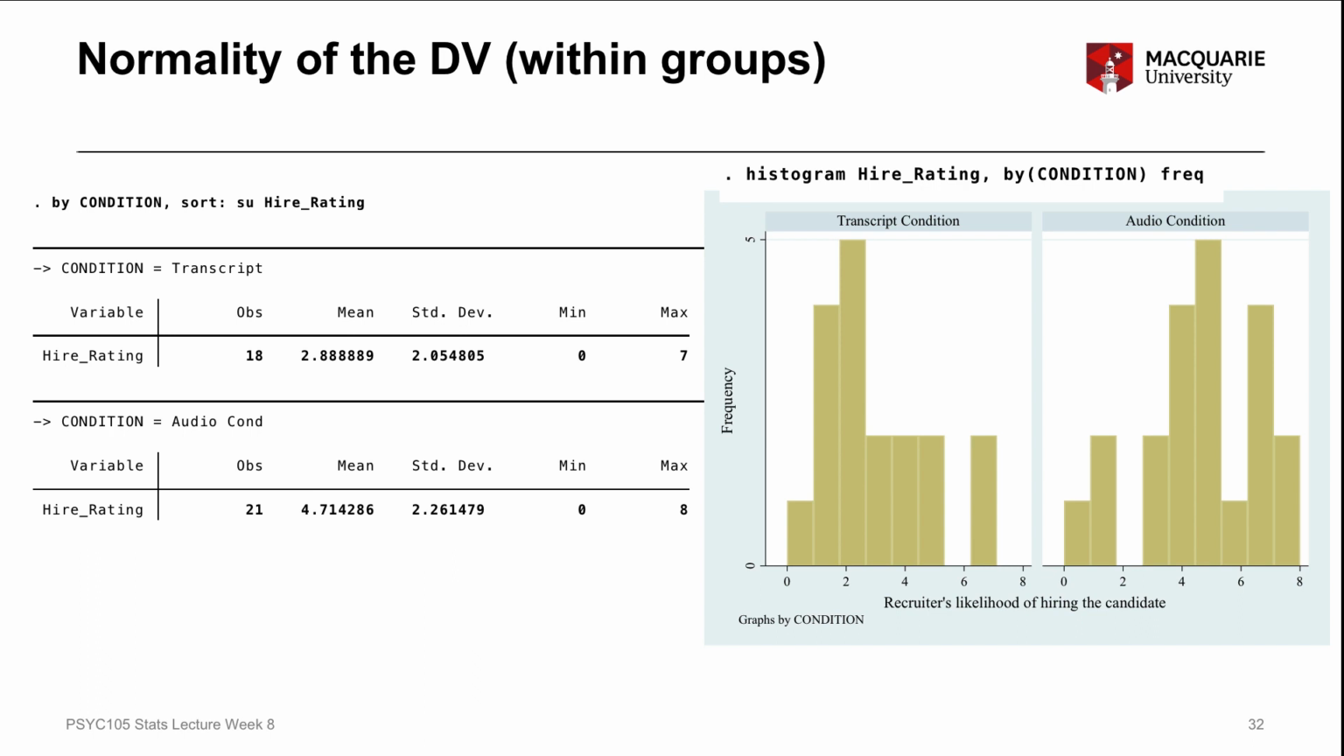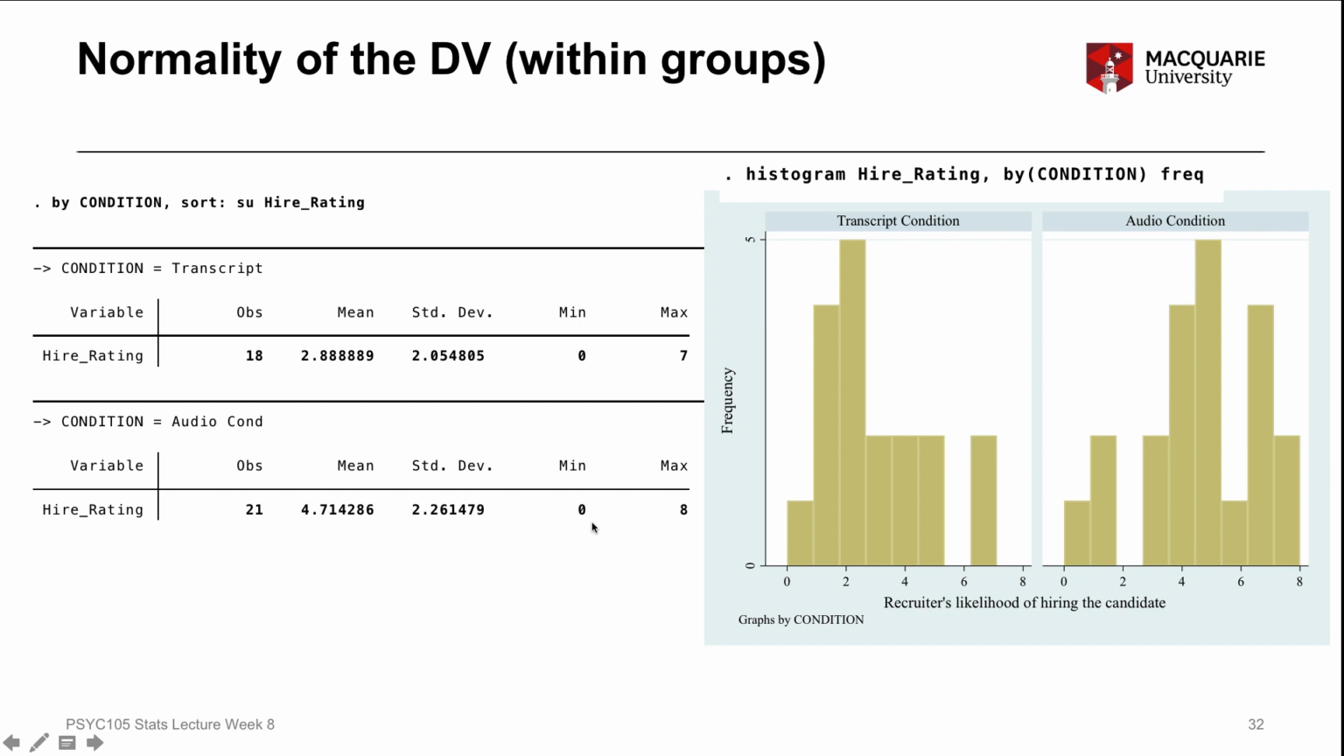And then our numeric summary statistics on the left-hand side show the average scores between the two groups and then the variability around those scores. So you can see that there's a similar spread of scores in terms of the minimum and the maximum between the two groups, but you can also see that the average score is a fair bit higher in the audio group compared to the transcript group. The mean score in the transcript group was 2.8 between 0 and 7, and the mean score was 4.7 in the audio group between 0 and 8. So just by looking at these numbers, we can see it looks like there might be a difference.